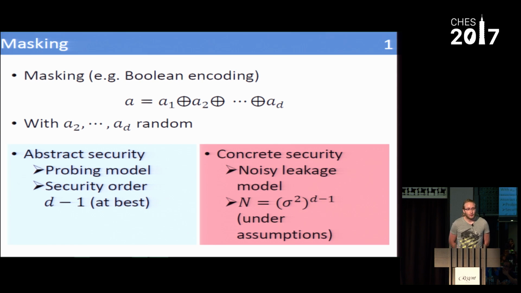On the other side we have a more concrete security model, which is given by the noisy leakage model, where we want to have some bounds on the number of samples we need to attack a scheme, and which is given by the noise with an exponential growth in the security order.